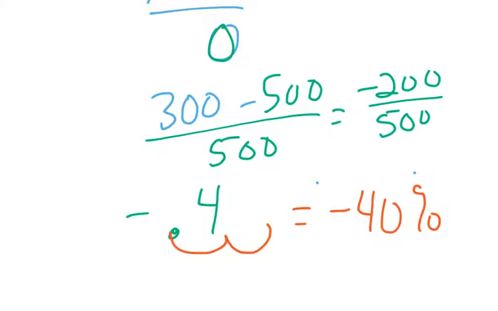Now, if the new amount increases from the original, then it would be a positive. But if your new amount decreases from the original amount, it's not increasing but going down, then it will give you a negative change in percent. So we've lost 40%, or we've used 40% of our heating oil.